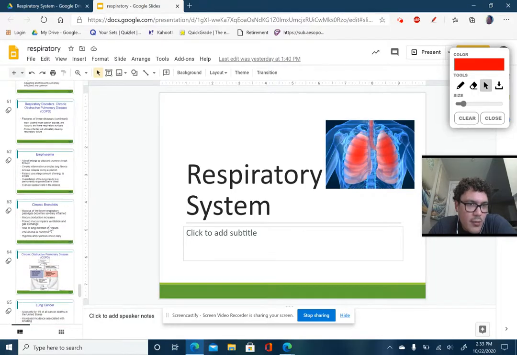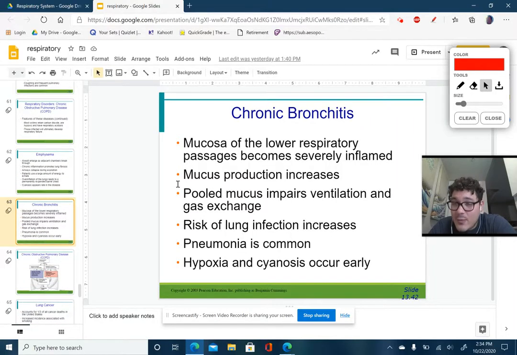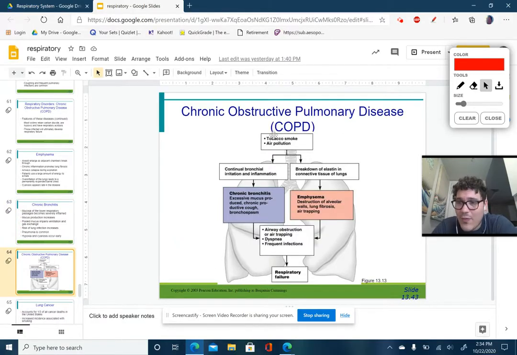All right. Where we left off, we were talking about chronic bronchitis. We mentioned how bronchitis is a condition that can be directly linked to COPD. It can exemplify the effects of COPD. So on that note, let's talk a little bit more about that.